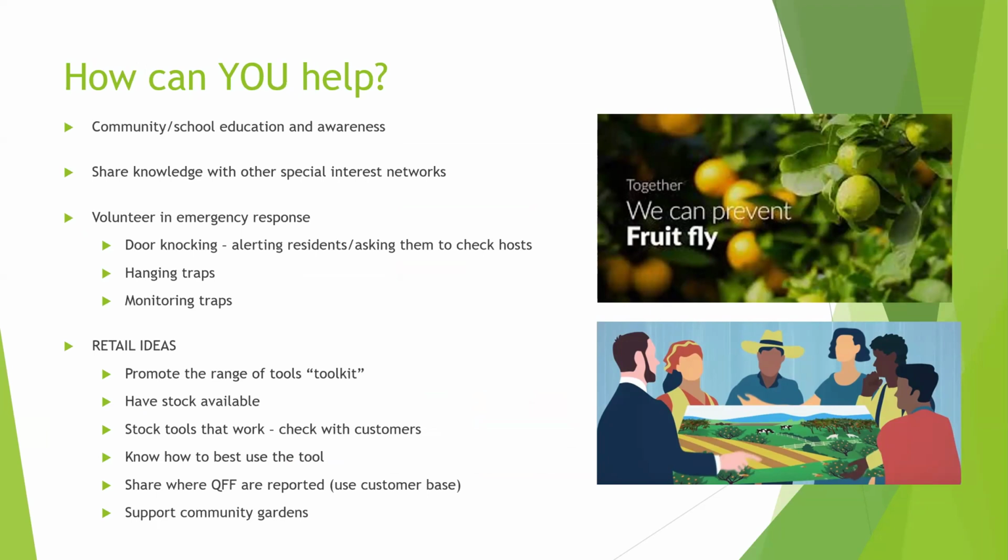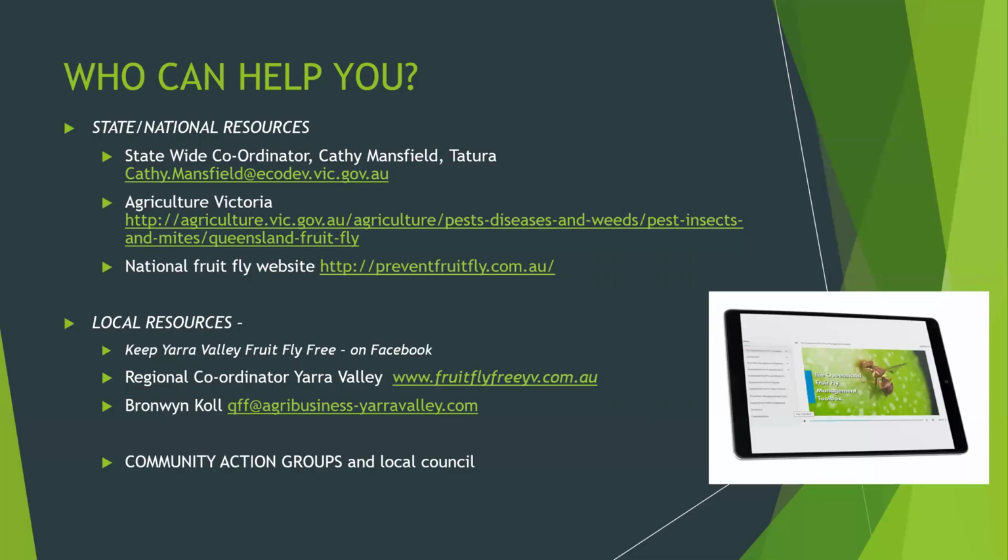So you might be able to help by working with your community. You might be able to help just by hanging some traps and sharing the news by door knocking. Definitely go and have a look at the toolkit that's available to you via the website. If you head over to www.fruitflyv.com.au, you can register to do the fruit fly training, which is about a 25-minute version of what you've just sat through tonight, but it's also a tool that you can tap into so that you can share this further with your communities.